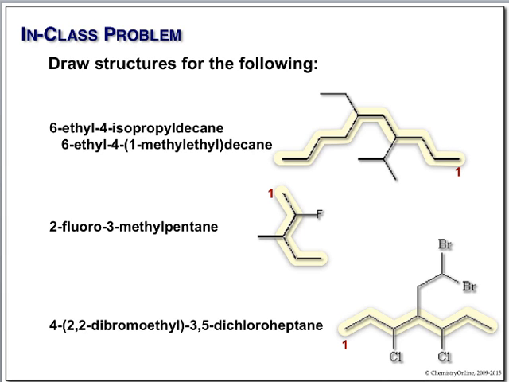Any questions? Start off with the parent, 7 carbons. Define the carbon number 1. We have 2 chlorines at 3 and 5. We have a 2 carbon side chain, that's an ethyl group, 1, 2. And the second carbon of this, we have 2 bromines.